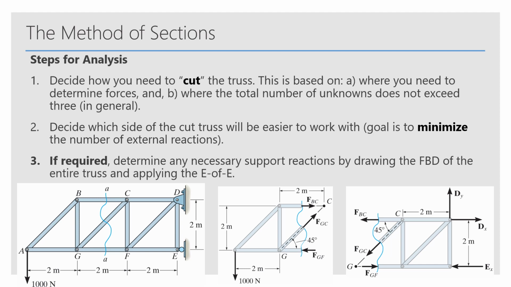Then you decide which side of the truss to cut, which one will be easier for you to work on. And if it's required, determine any of the necessary support reactions by drawing the free body diagram of the entire truss and applying equations of equilibrium. So sometimes we need to do what we did previously, where you find the forces of the entire truss, or the supports. In this example, you'd need to find what Dy, Dx, and Ex are for the support before you try to find the individual members.